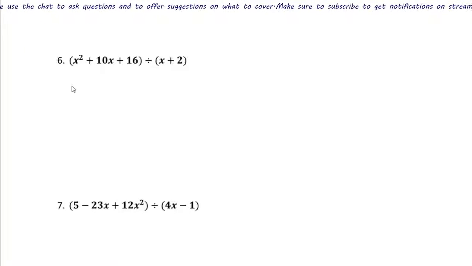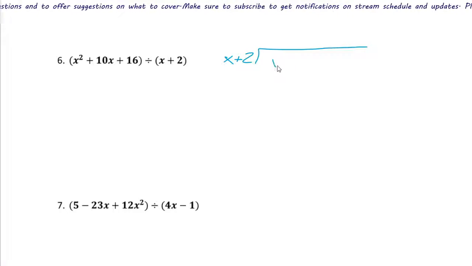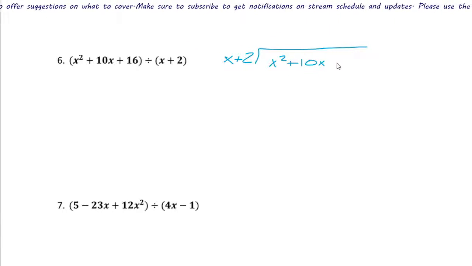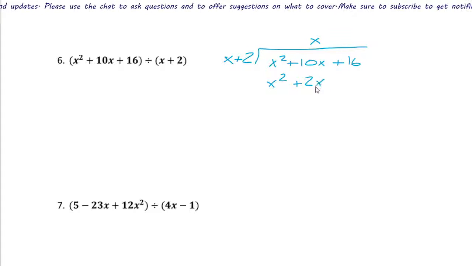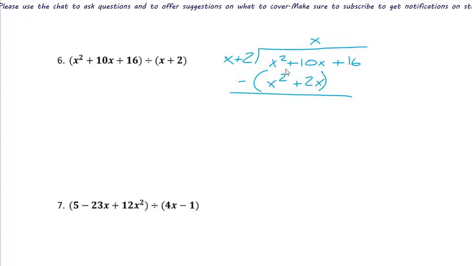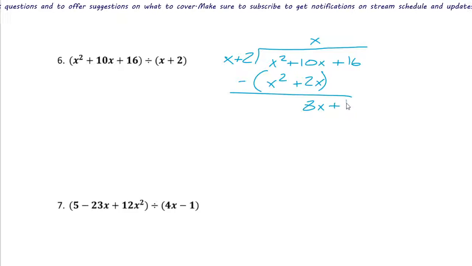Alright, so let's set this up. So we've got x plus 2. We're going to see how many times that's going to go into x squared plus 10x plus 16. So what do we need to multiply x by to get to x squared? We're going to multiply by just x. x times x is x squared. x times 2 is positive 2x. Subtract. So x squared minus x squared will be 0. 10x minus 2x is going to be 8x, plus 16.